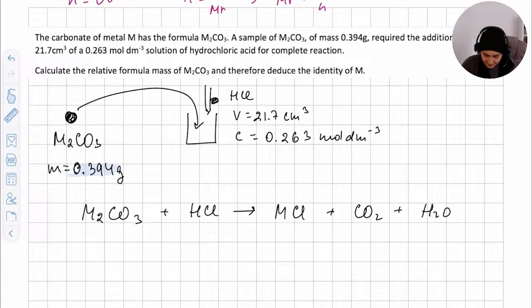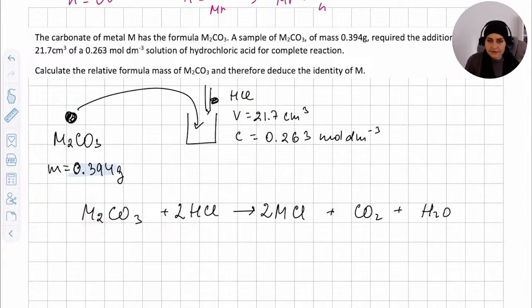Then we need to balance it. I have two metals on the left, one metal on the right, so I put a 2 here to balance the metal. Then to balance chlorine, I put 2 in front of HCl. And that's it, I think. It's 2 hydrogens on the left, 2 on the right, 3 oxygens on the left, 2 plus 1, 3 on the right. So all good. You see, the metal carbonate reacts with HCl in a 1:2 ratio.